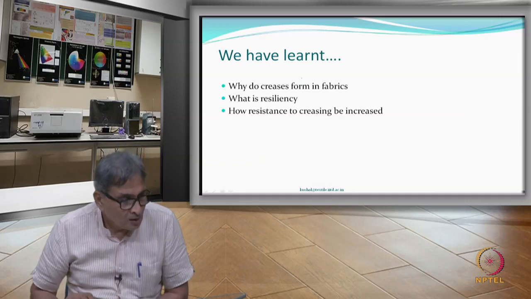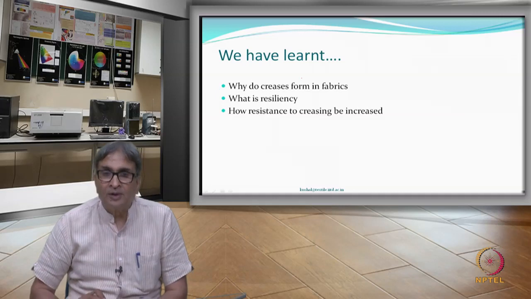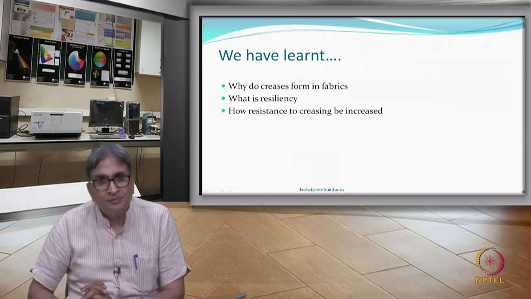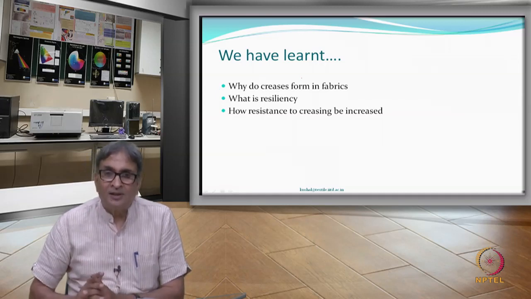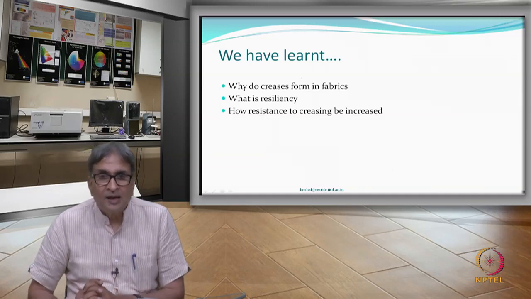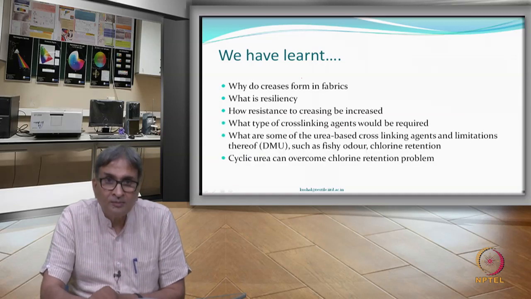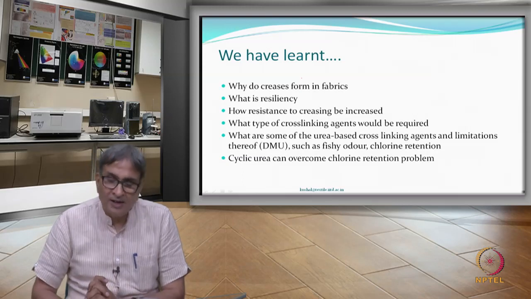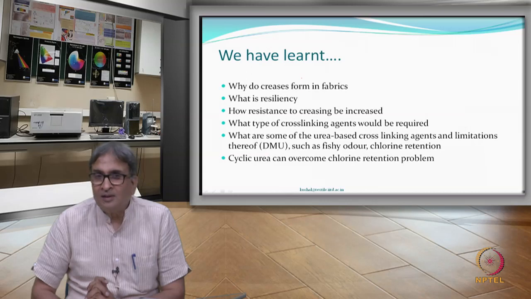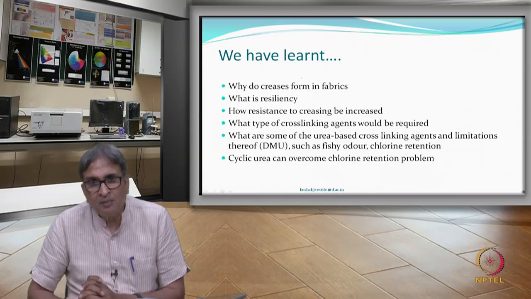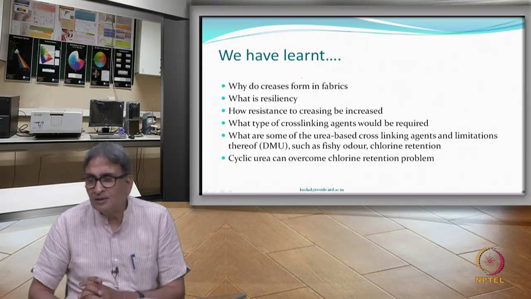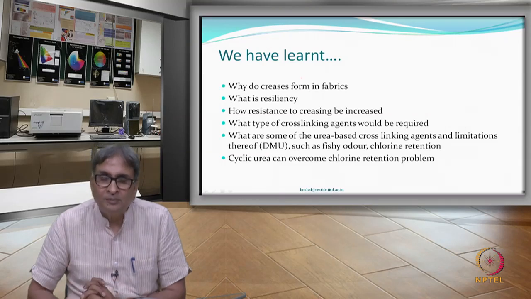So, let us see what have we learned. We have learned why creases form in fabrics, okay, something to do with the fiber, but we measure in fabrics. What is resiliency? It is resistance to deformation and recovery from the deformation. And how does this resistance to creasing get increased? That is done by cross linking. And so, we have also learnt about cross-linking agents, which type of cross-linking agent will be required. We have also seen that DMU could be an effective cross-linking agent. It has some problems related to fishy odor and chlorine retention and also self polymerization. But if we make it a cyclic urea compound like DMEU, then some of these challenges could be handled, right.